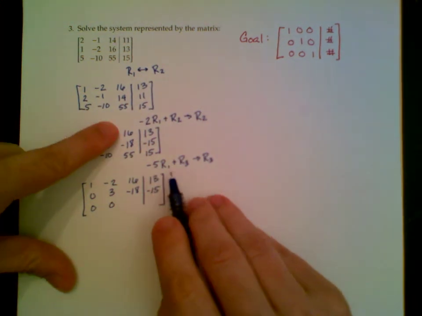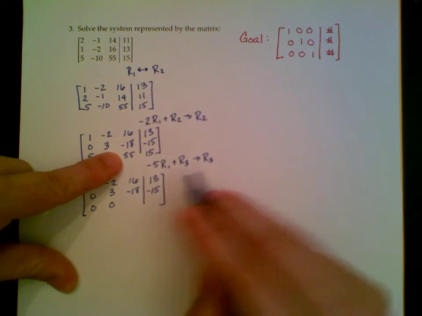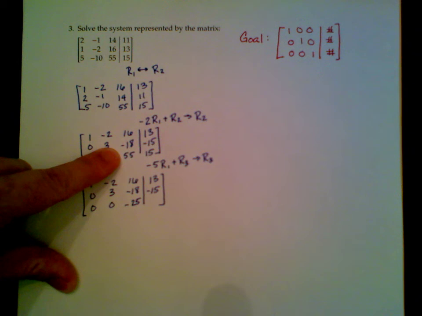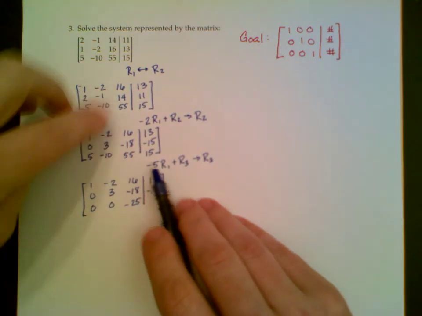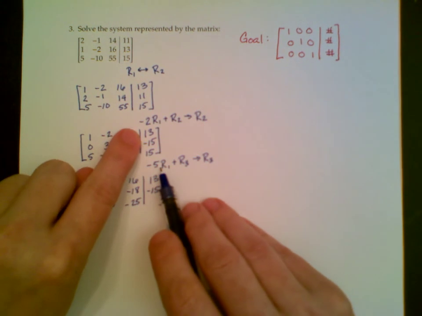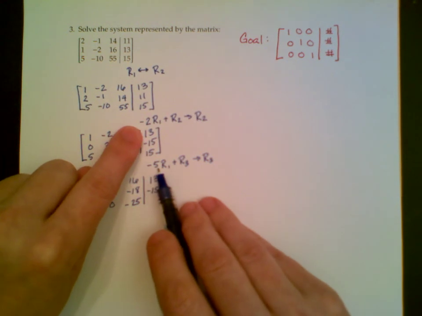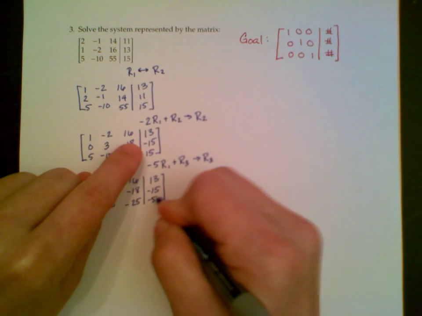-5 times 16 is -80, plus 55 is negative 25. Okay. If you need to pull out a calculator for certain of these calculations, that's positively fine. A lot of them are simple enough to do in your head, but if you're not confident in your arithmetic ability, that's what calculators are for. All right, so negative 5 times 13 is going to be negative 65, plus 15 is negative 50. There we go.